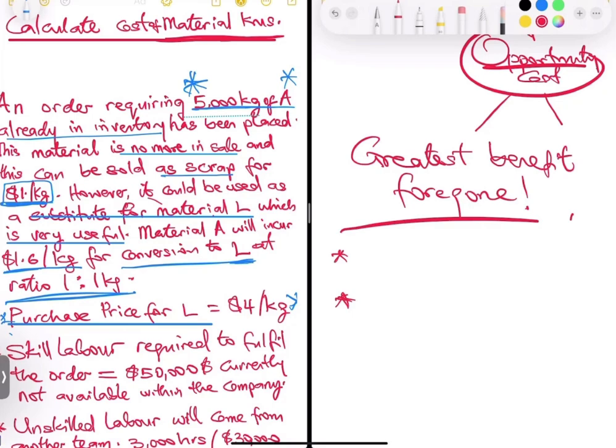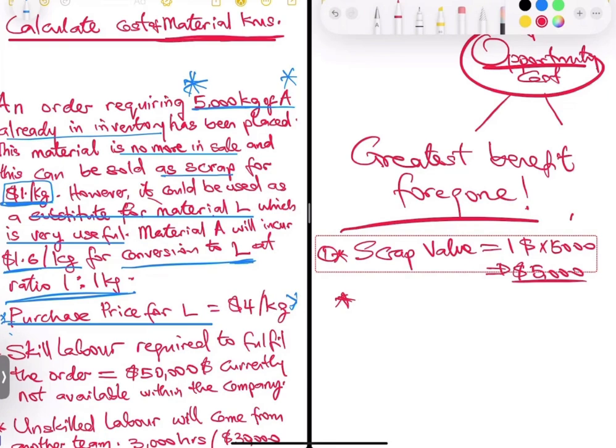Tell me the scrap amount. You're going to lose $1. Good. So you're going to lose number one. That's one possibility. If you decide to use that material A for the new order, you will lose the scrap value, which is $1 times 5,000. And that's $5,000.